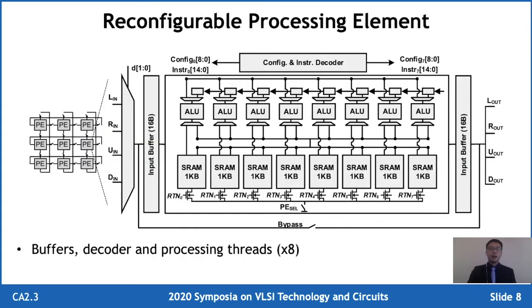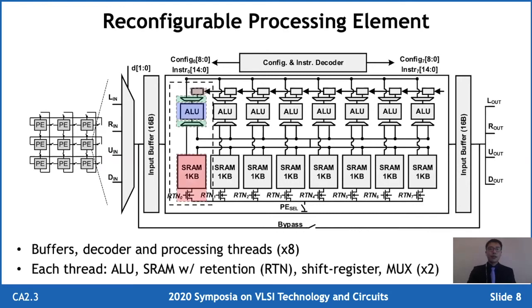Besides PE array for DNN pipeline, individual PE is also reconfigurable for various DNN layer patterns. The PE circuit is shown on the right. It has in-out buffer, configuration, and instruction decoder, and 8 computation threads. In each thread, there is an ALU, 1 KB SRAM with retention mode, a shift register, and 2 input selection muxes of VLU.